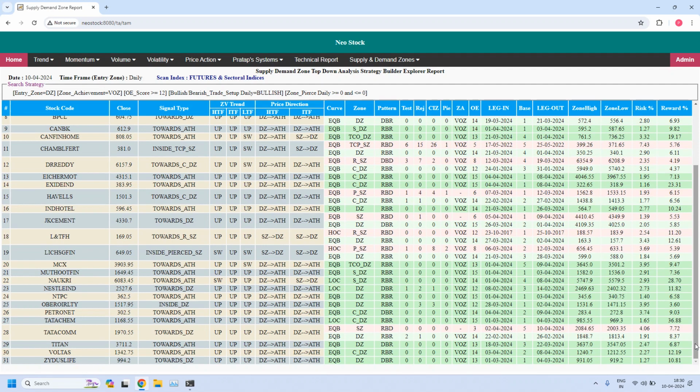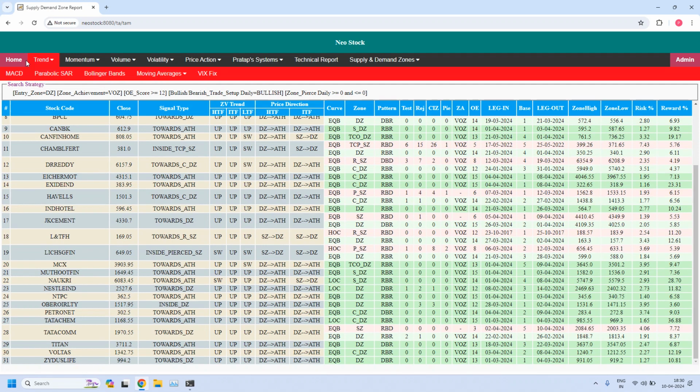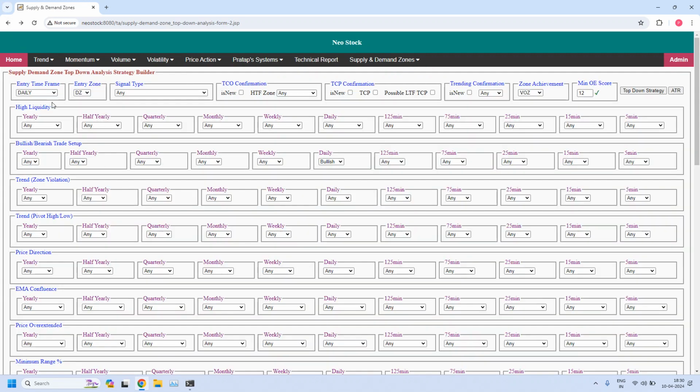Okay, now let me generate the next report. I am going back. Now I am going to generate the bearish trade setup for monthly income trade. The monthly income trade entry time frame is daily, but for the entry zone I am selecting the supply zone, because we are going to generate a bearish trade setup.